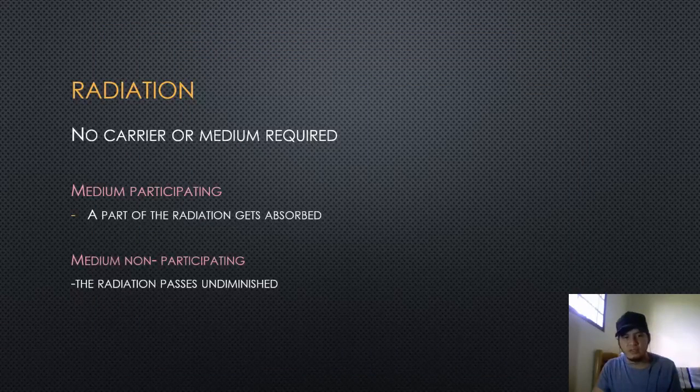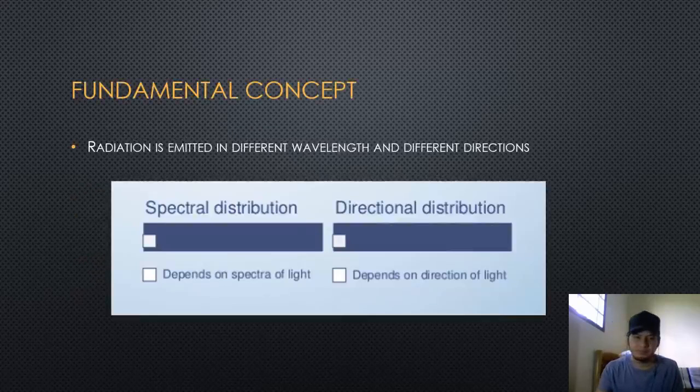For radiation, no carrier or medium is required. For a participating medium, a part of the radiation gets absorbed. For a non-participating medium, the radiation passes undiminished. For the fundamental concept, radiation is emitted in different wavelengths and different directions. There is a difference between the spectral distribution and the directional distribution. The spectral distribution depends on the spectrum of the light, and the directional distribution depends on the direction of the light.